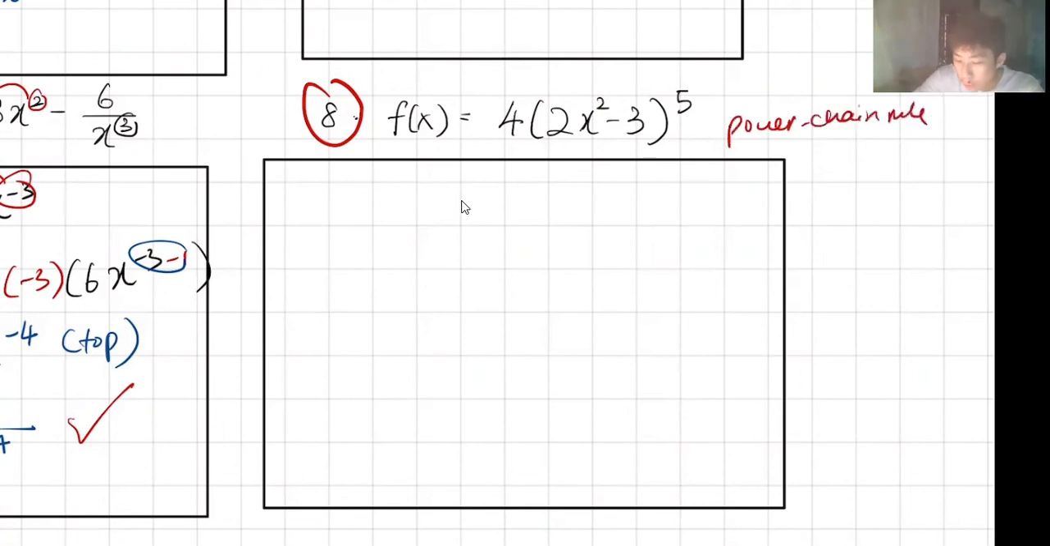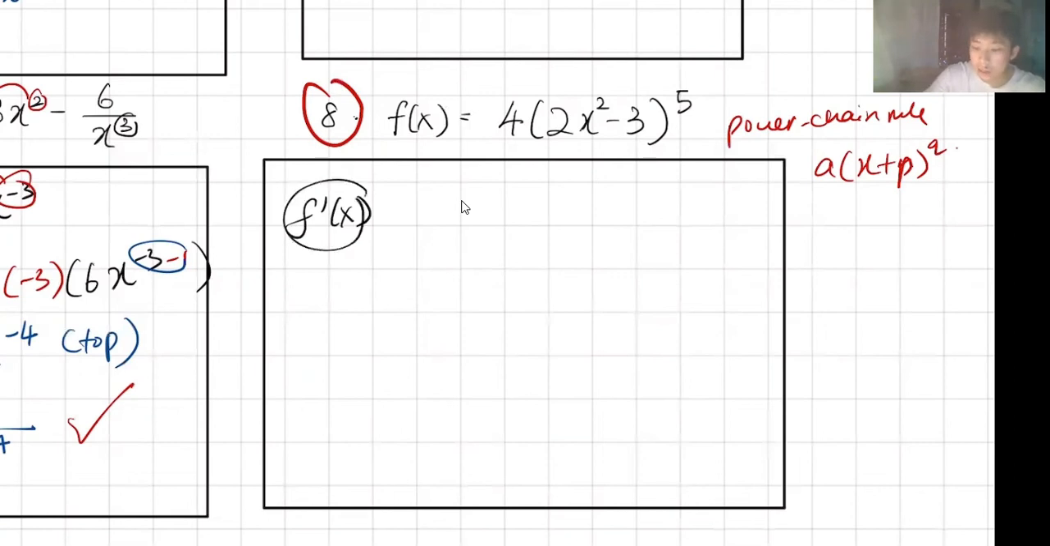Power chain rule is when you have (ax + n) to the power of something like that. So what you do for this is differentiate it, f prime x, because this is f(x) given to me. They didn't give me y equals something, they gave me f(x) equals something. So when I differentiate, I write in their format, f prime x. I don't write dy/dx. You only write dy/dx when they give you y equals something. I've repeated this many times. So f prime x is equal to what I do.